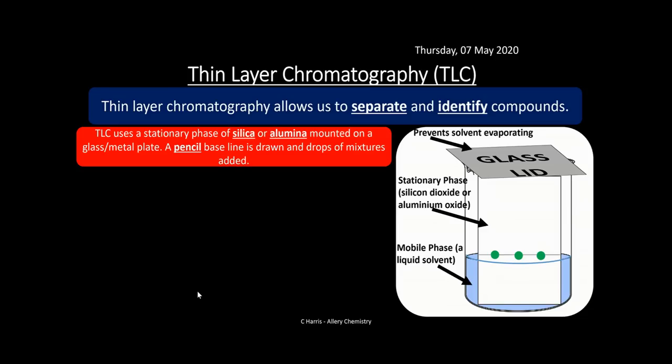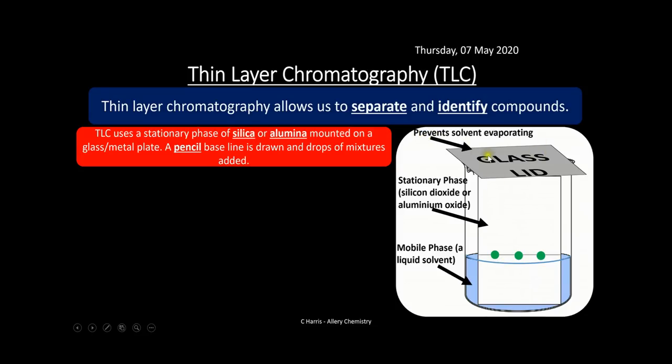A mobile phase is anything which moves, either from the bottom to the top or through a pipe. You'll see another example of chromatography, but a mobile phase is something that moves, and a stationary phase is something that remains static, as it suggests. So this is the stationary phase, because this is obviously not moving. It's the liquid that will migrate up the stationary phase. So the substance sticks to the stationary phase, and the mobile phase carries it through.